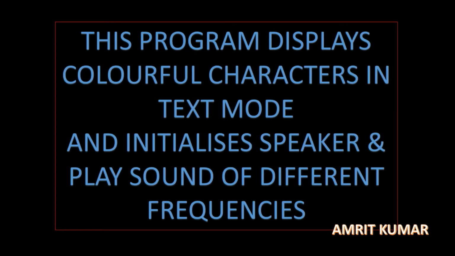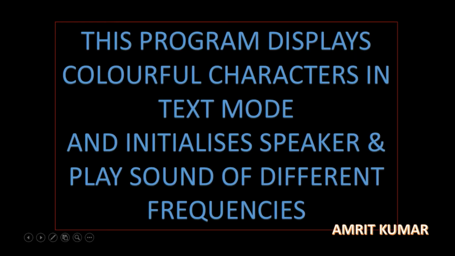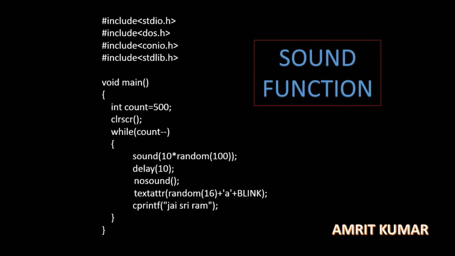This program displays colorful characters in text mode, initializes the speaker and plays sound of different frequencies. This is a very interesting program in C language. So let's do the code. Here is the program of the sound function, which displays colorful characters in text mode and initializes the speaker and plays sound of different frequency with the help of the sound function. So here is the program.